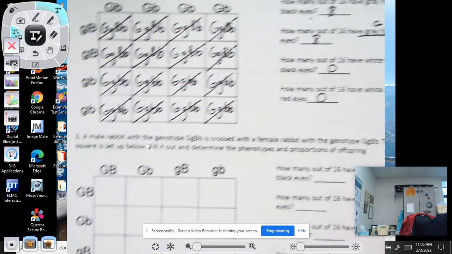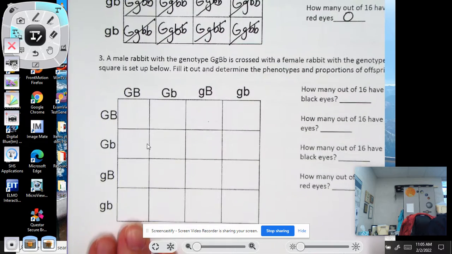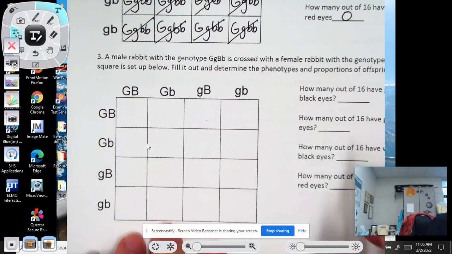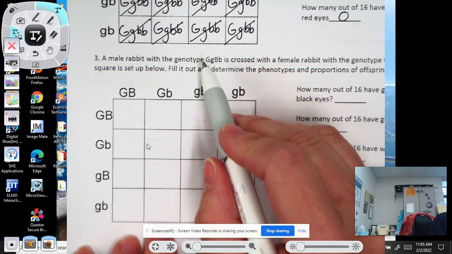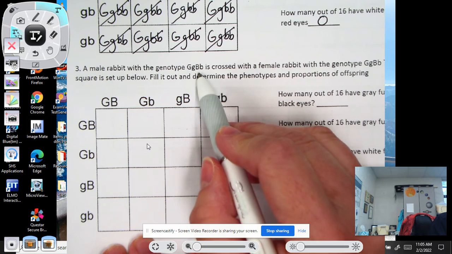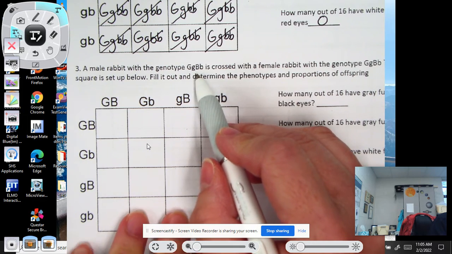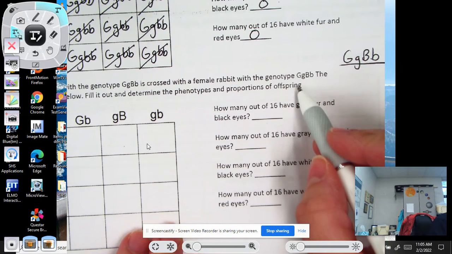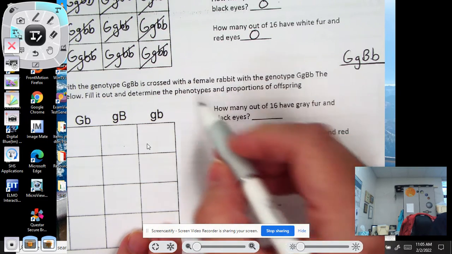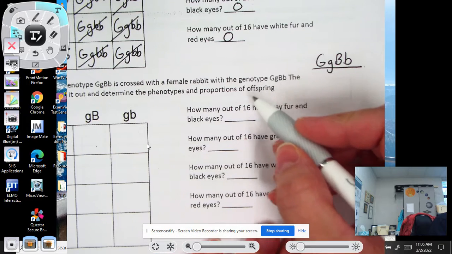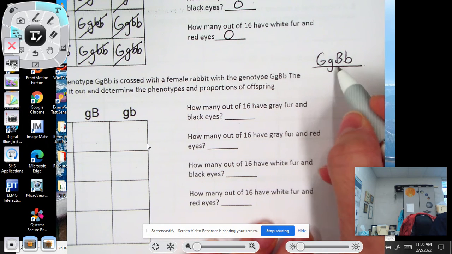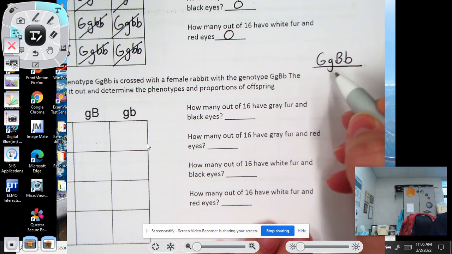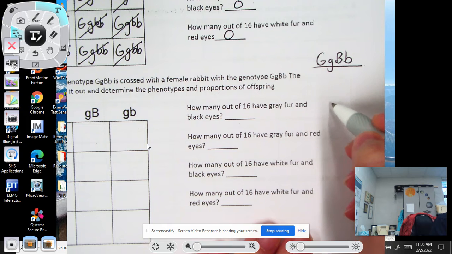Okay. Let's do number 3 together. A male rabbit has a genotype of heterozygous, and he's crossed with a female of the genotype heterozygous. Okay, this one is a more fun one because they're different offspring. So I've written up the genotypes. Both parents are this. So let's talk about how we get our 4 meiosis.